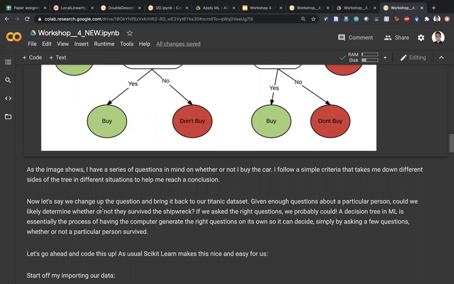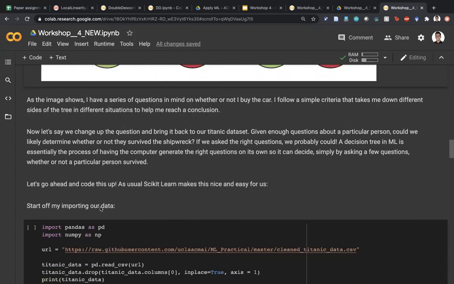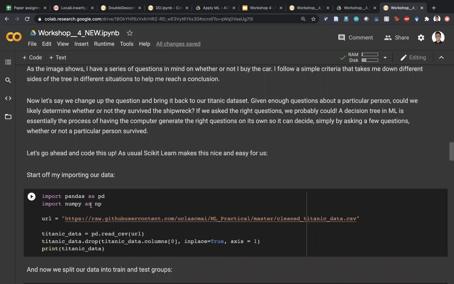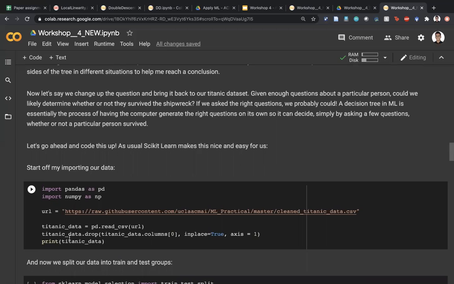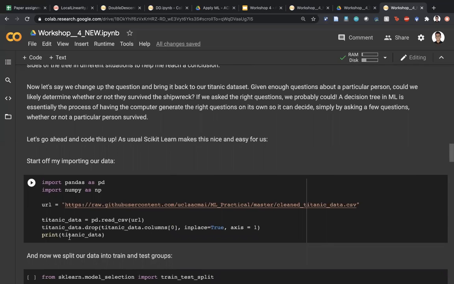So now, instead of buying a car or guessing a celebrity, let's try to apply this to something we've been working on over the last few weeks, and that is the Titanic data set. So let's say I let you ask enough questions about a particular person on the Titanic. Do you think that if you were able to ask a certain number of questions, you'd be able to guess whether or not that person survived?